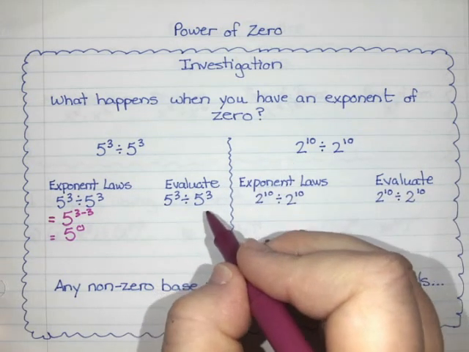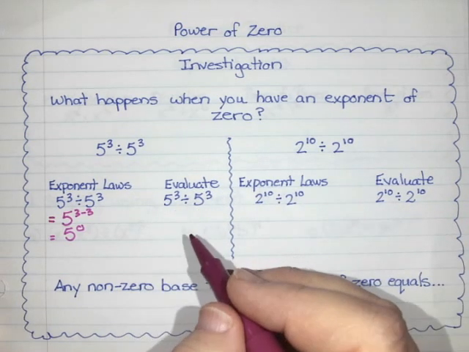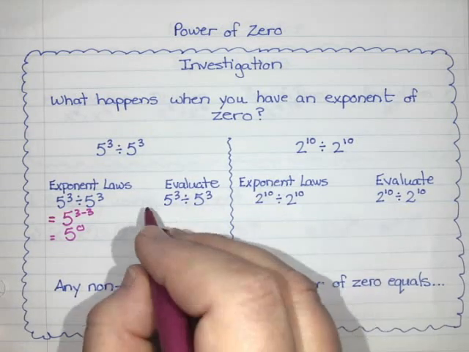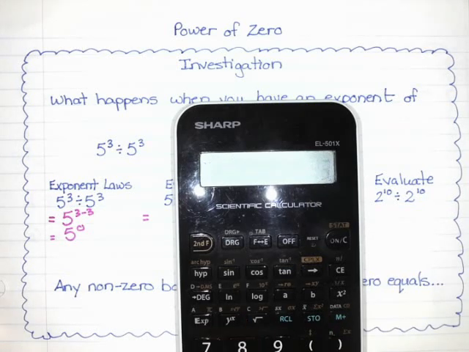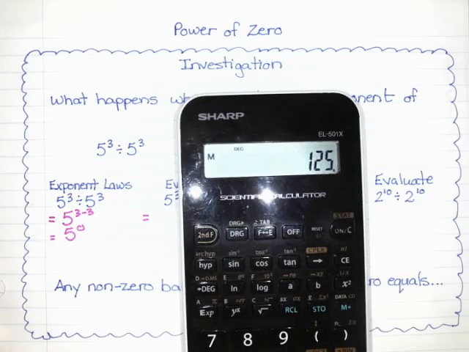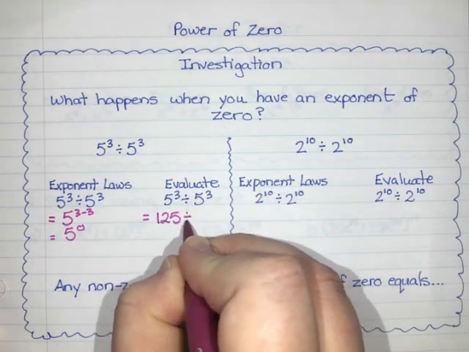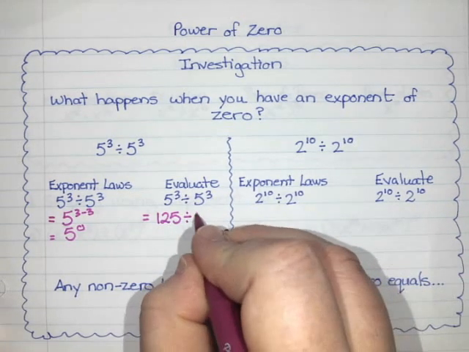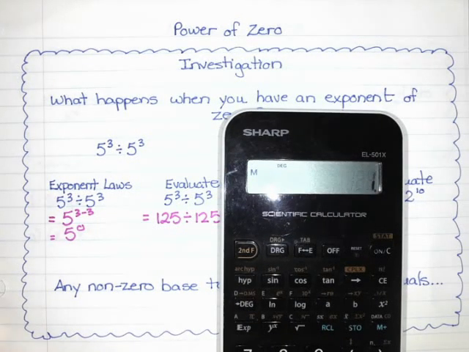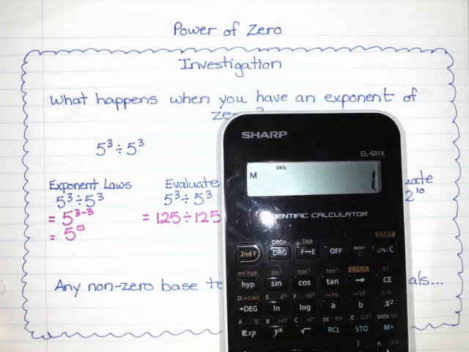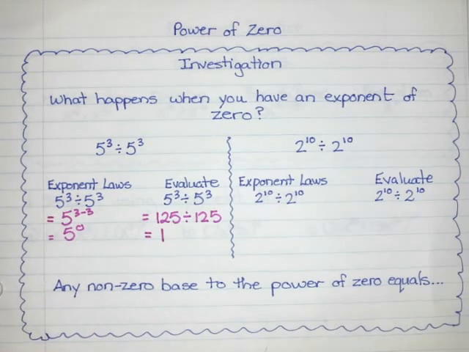If I try to take the question and do it with evaluating, I'm actually going to work out what 5 to the power of 3 is and then divide it by what 5 to the power of 3 is. So 5 to the power of 3 is 125. You can either use your exponent button or you can do 5 times 5 times 5. So I get 125 divided by, and then 5 to the power of 3 is 125. So 125 divided by 125 equals 1. So this just equals 1. We're going to take a look at our next example.